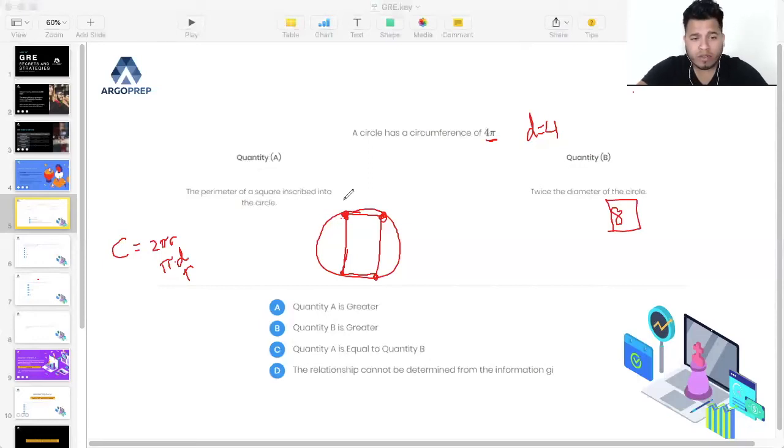Okay, so the perimeter of a square inscribed into the circle, how do we do this? Well, I know that my diameter is 4. So here's my center of the circle, and if my diameter is 4, that means that the radius is 2, and we can actually just cut up this entire thing.